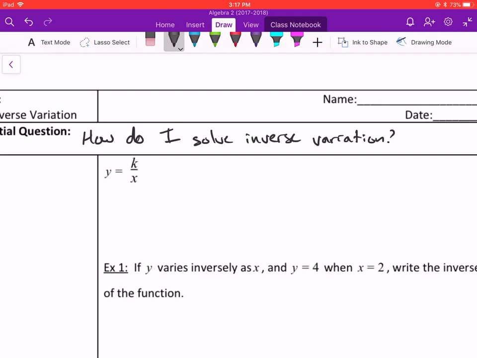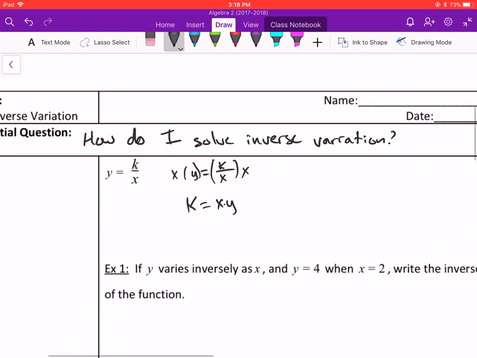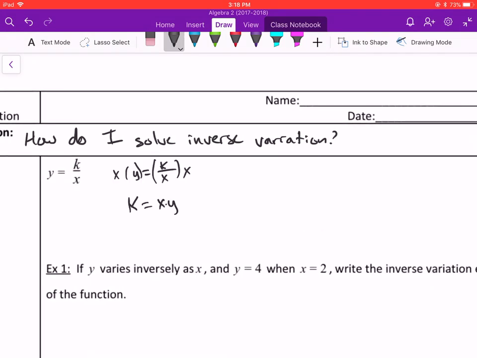So if I were to solve for k, just know that you would have to multiply both sides by x. So really, k is just going to be x times y. Okay? That's always how you get your constant. And I'll show you what we do when we actually solve problems, and we'll have to use that.